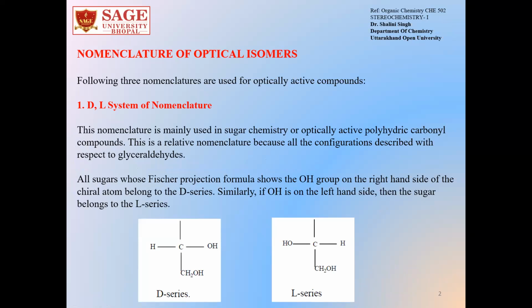Today I will discuss the nomenclature of optical isomers. There are three nomenclatures used for optically active compounds. First is the DL system of nomenclature, second is the erythro and threo system of nomenclature, and the third one is the RS system of nomenclature.